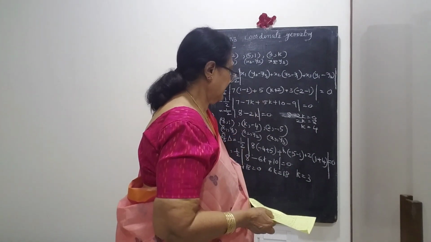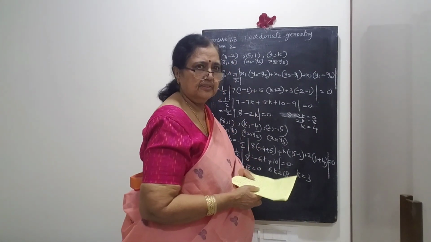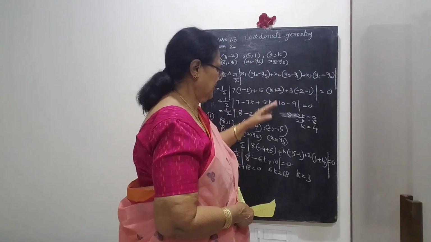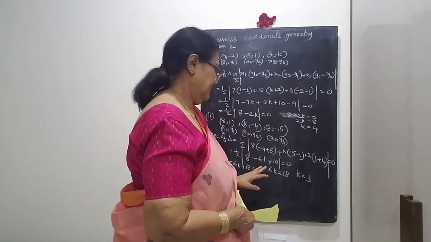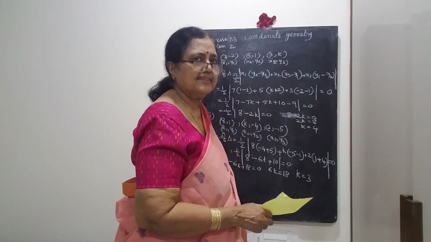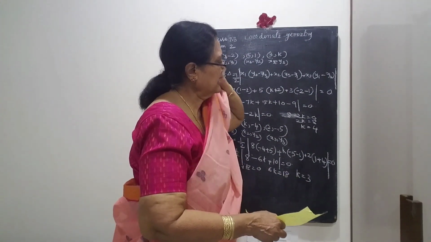So 2 bits I have done, the third bit I'll do. Can you all see, the same formula you have to use and you have to equate with 0. Then you will get the value of k. k is equal to 3. Now we'll do the third bit.